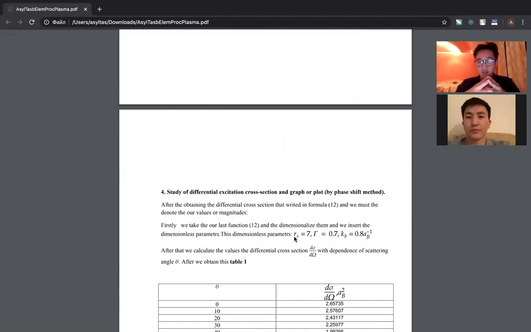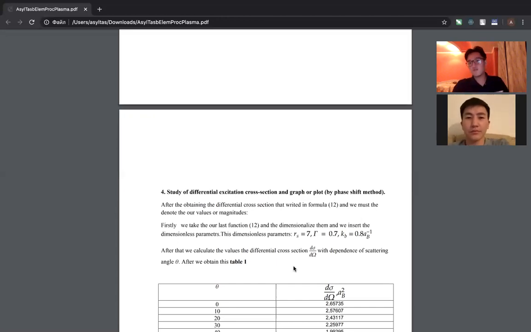Firstly, we take our last function and make it dimensionless, and we insert the dimensionless parameters. The dimensionless parameters are rs equal to 7, the coupling parameter gamma equal to 0.7, and the Boltzmann constant equal to 0.8 multiplied by the Bohr radius a to the power of -1. After that, we calculate the values of the differential cross-section, sigma divided by d omega, as a function of the scattering angle.